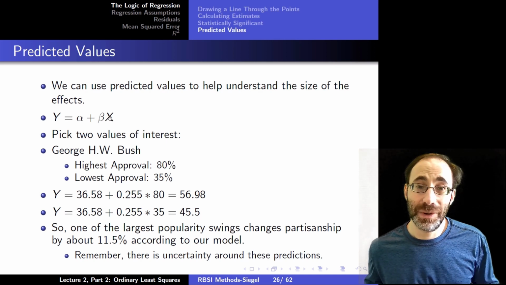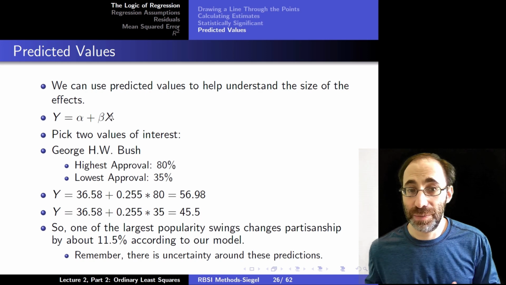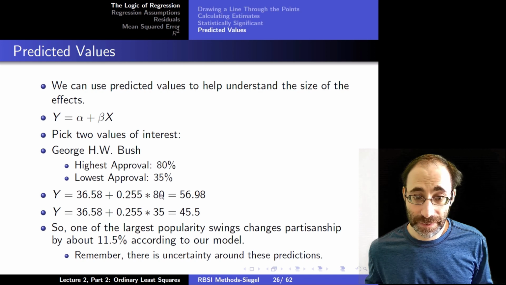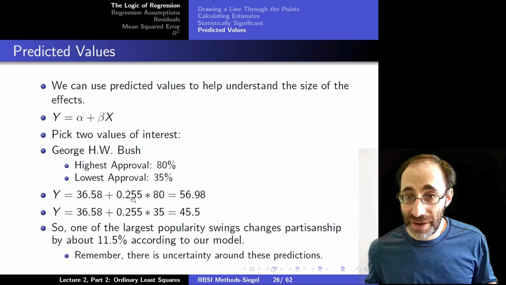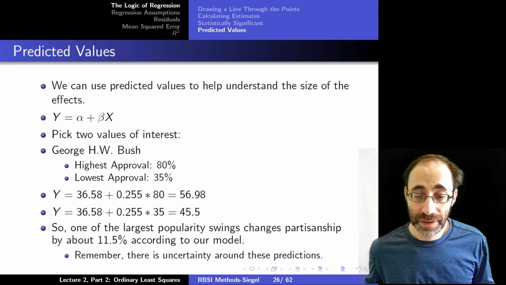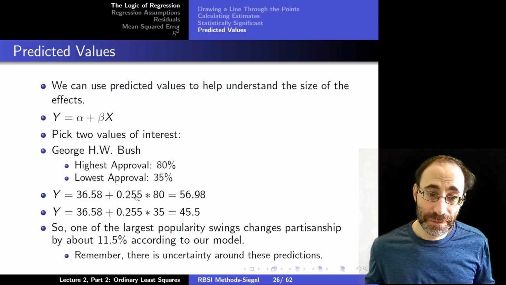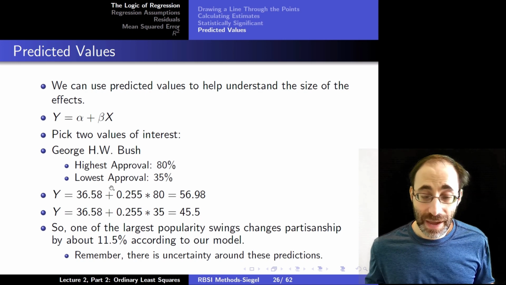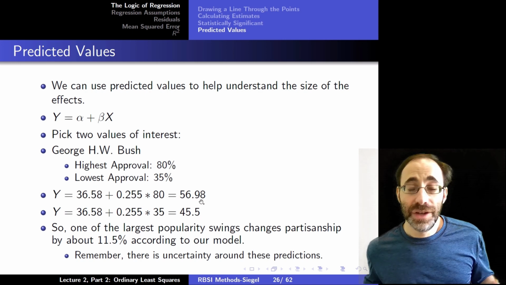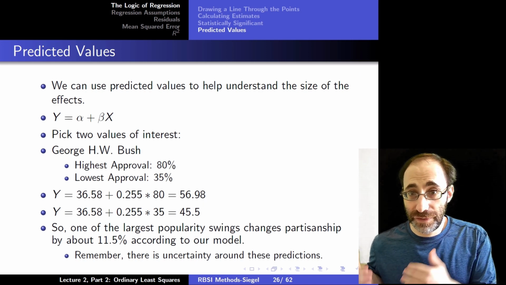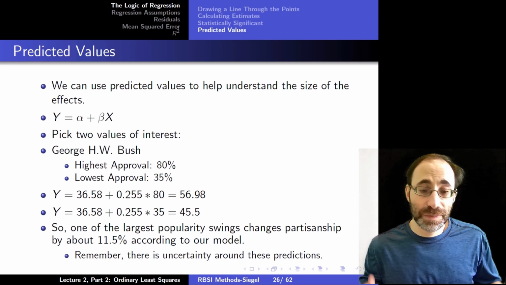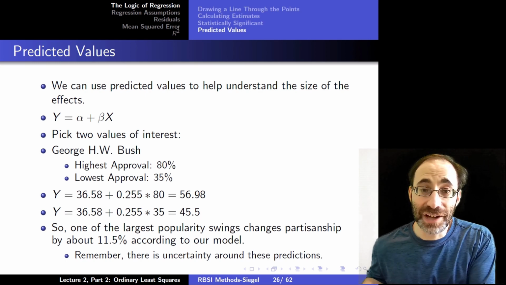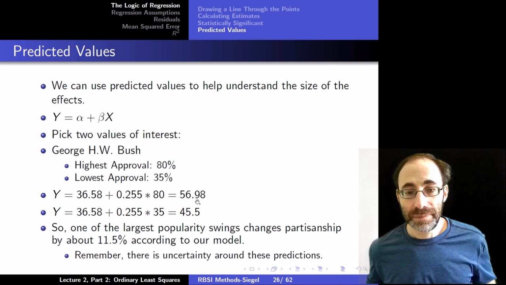We used percentages before, so we want to keep it percentages now. We don't want to suddenly switch to 0.8. So you have 80 here. So you look at this equation down here. You have 80 over here. You have 0.255 as our estimated value of beta. So it's 80 times 0.255 plus our estimate on the constant, and we get about 57. So at the high point of first President Bush's approval, we would have expected partisanship around 57% attached to the president's party, Republican in this case.